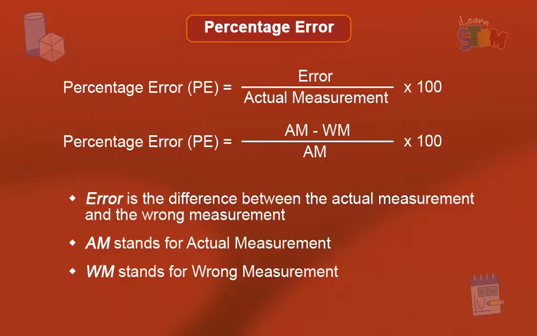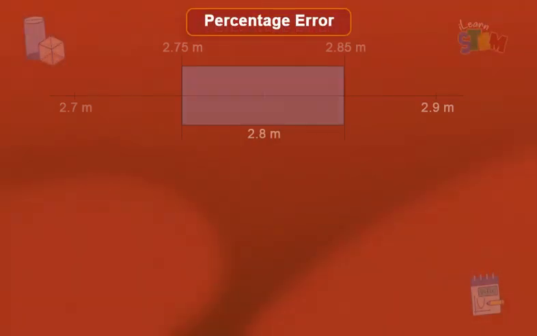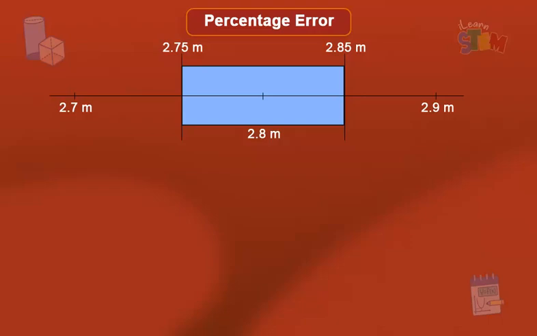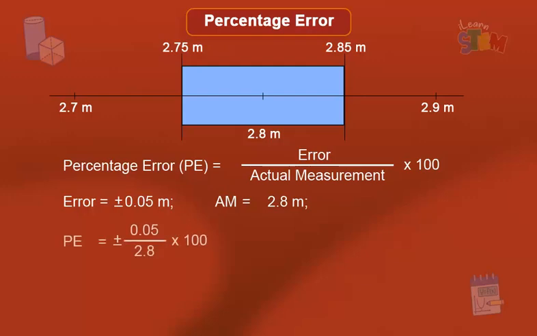Now, let's solve for the percentage error of the example from the previous slide. To solve this example, let's bring back the diagram we used earlier to illustrate the range of measurements. We'll be using the first formula for percentage error. Recall that we already determined the error to be plus or minus 0.05 meters. Actual measurement equals 2.8 meters. Now, substituting into the formula, percentage error equals plus or minus 0.05 divided by 2.8 multiplied by 100.